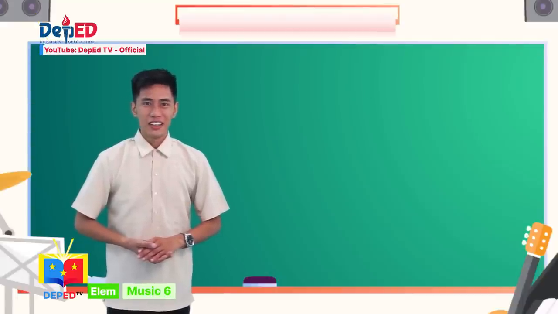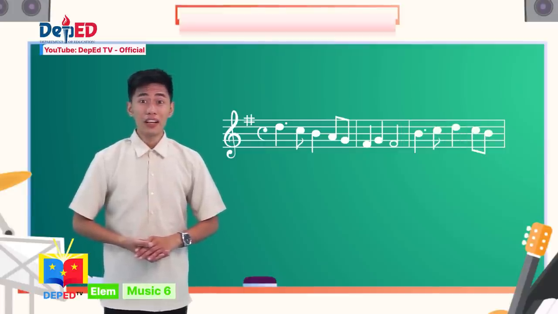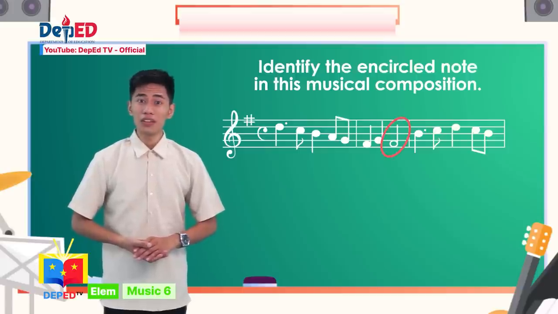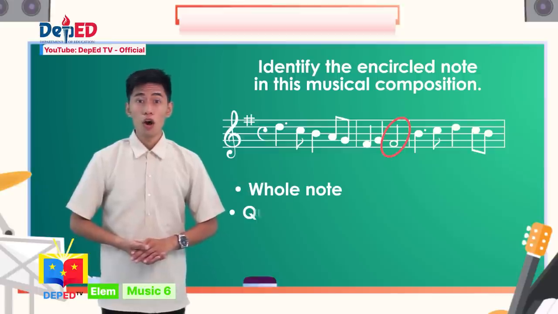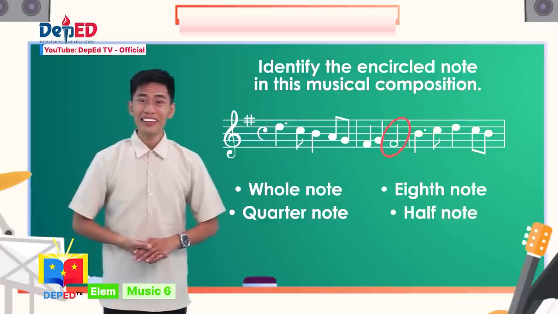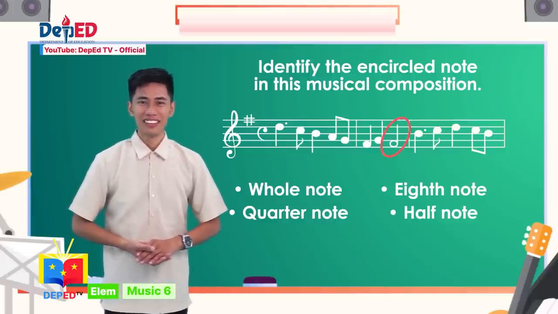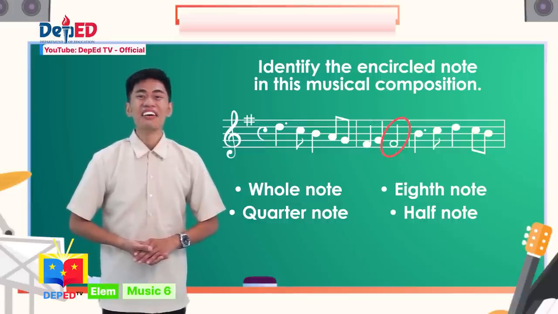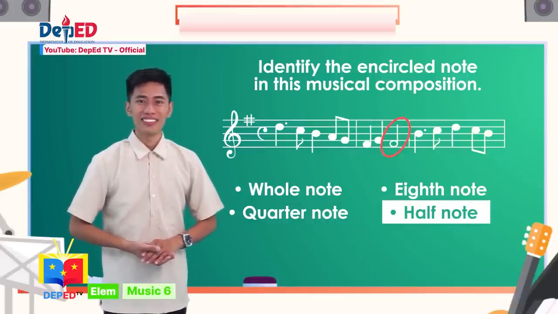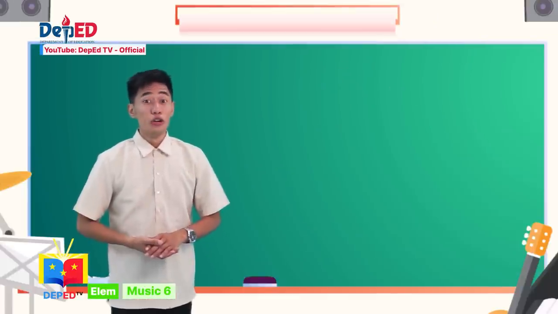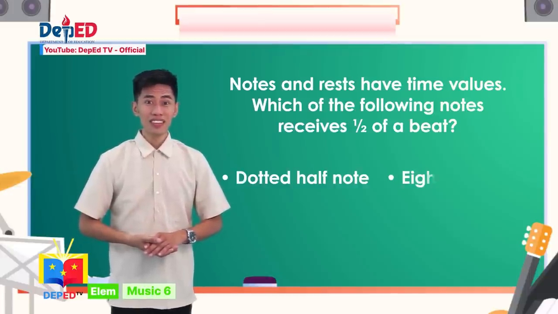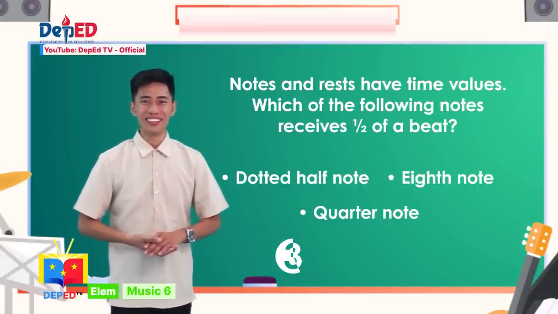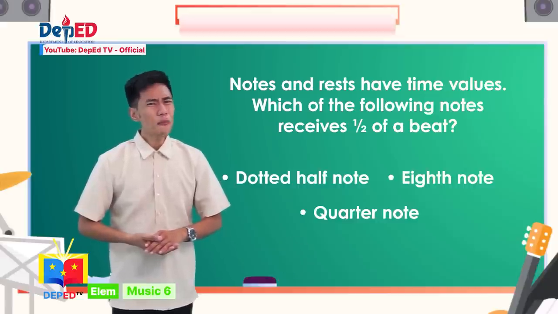First question. We use notes and rest to create a composition. Identify the encircled note in this musical composition. The choices are whole note, quarter note, eighth note, and half note. The answer is, that's correct, half note. How about this one? Notes and rest have time values. Which of the following notes receives 1/2 of a beat? Dotted half note, eighth note, or quarter note? The answer is, amazing, eighth note.